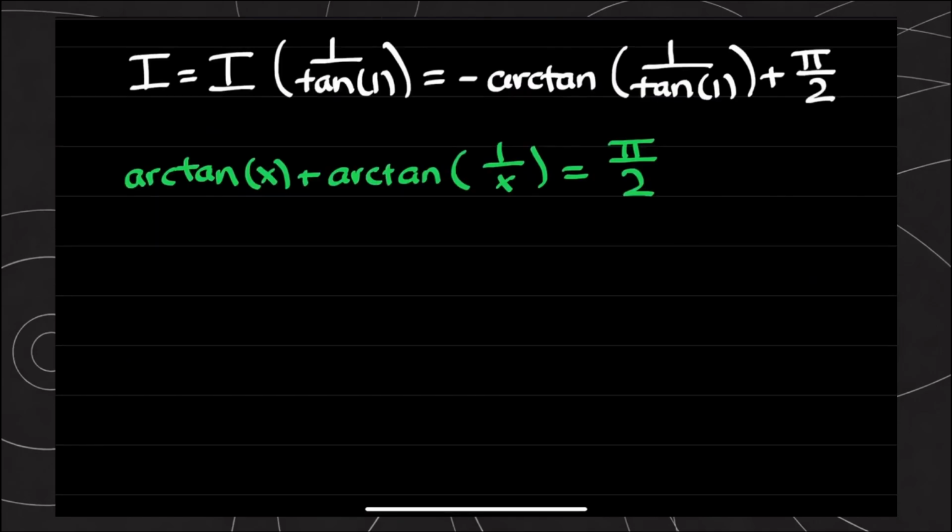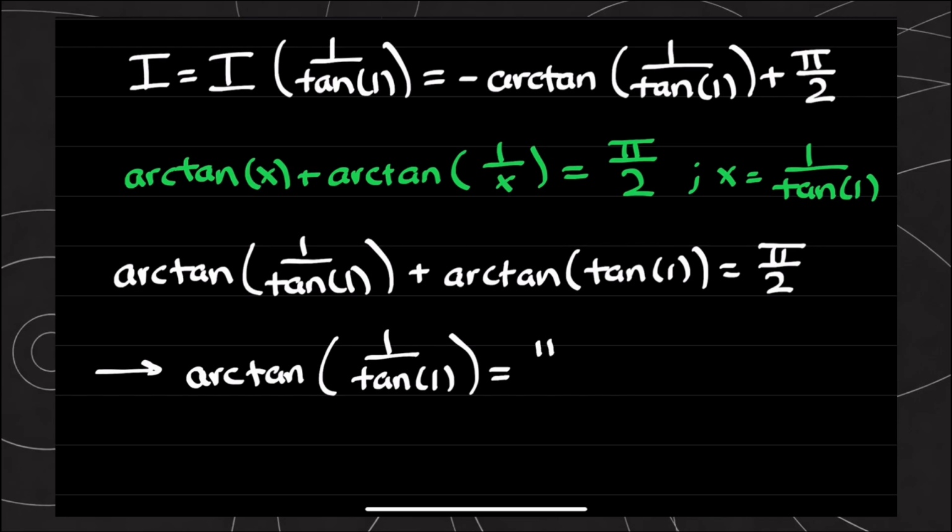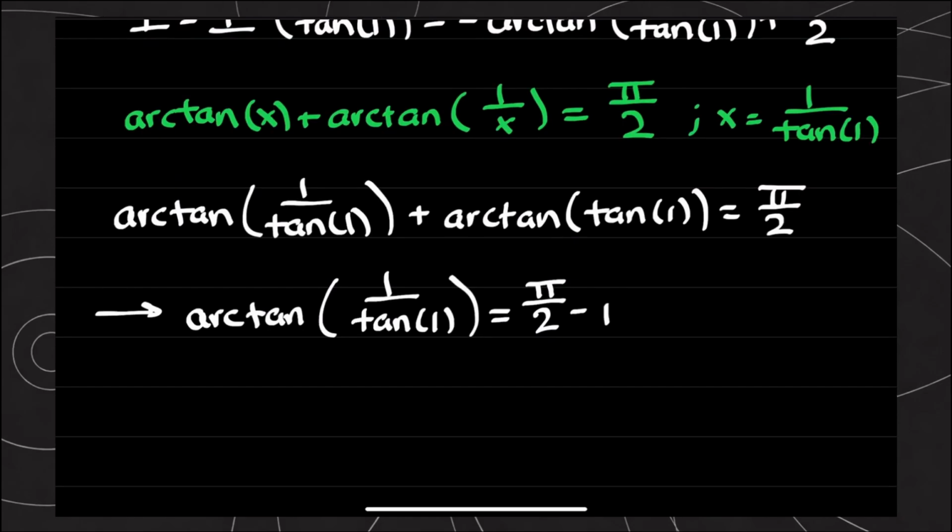Now that we've proven our identity to be true, why don't we go ahead and use it? So we'll let x be equal to 1 over tangent of 1, and when we apply our identity to this form, we're going to get this expression here. From here we can isolate arctangent of 1 over tangent of 1. Again, that's what we're trying to solve for. We can simply see that that's equal to pi over 2 minus arctangent of tangent of 1. Now, arctangent and tangent are inverse operations, and so we're simply going to be left with 1.